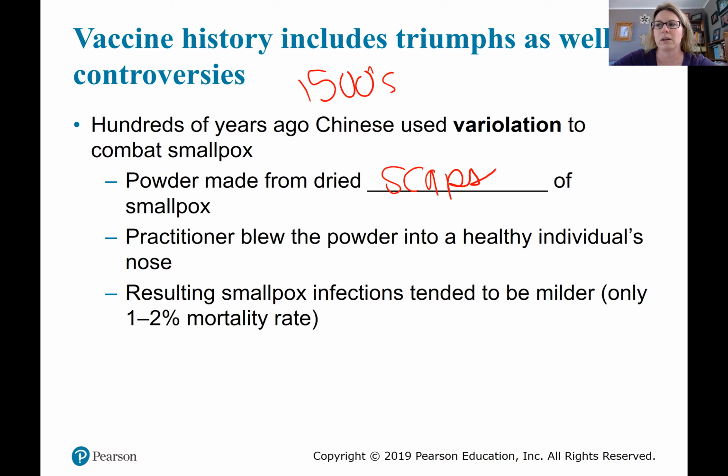from more virulent or deadlier forms of smallpox. This process was called variolation. You're basically giving them the actual virus, but it was dried out and given in much smaller concentrations than normal. This would result in milder infections, maybe less deadly, and decrease the mortality rate down to 1 to 2%, which is still rather high.